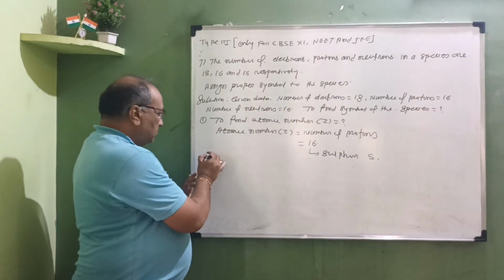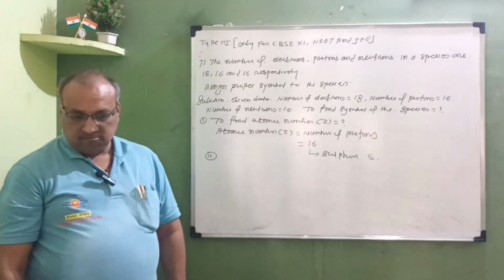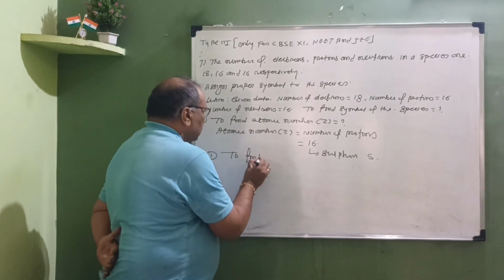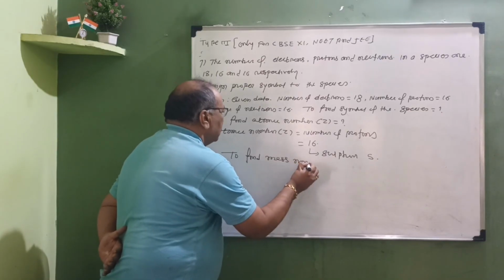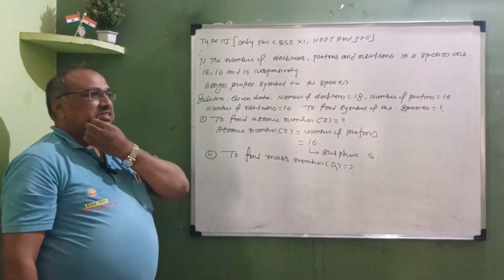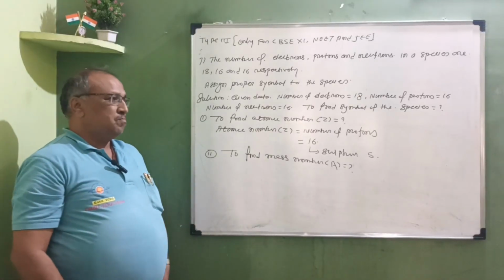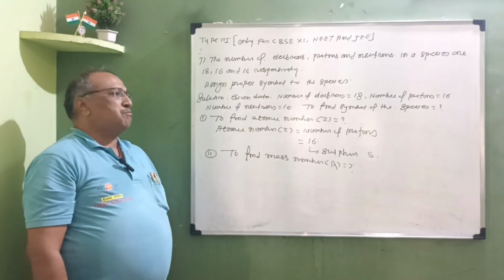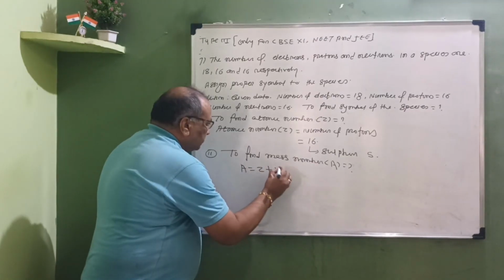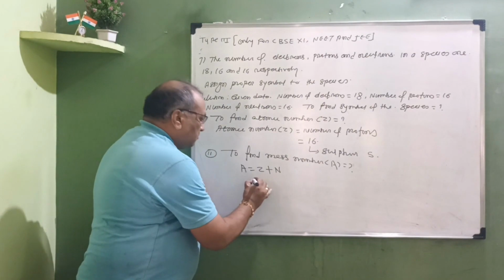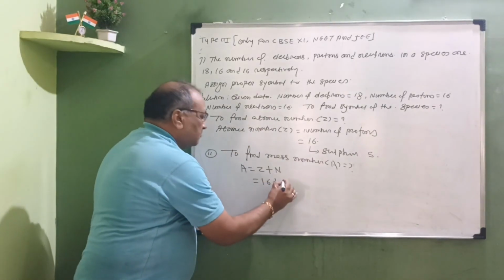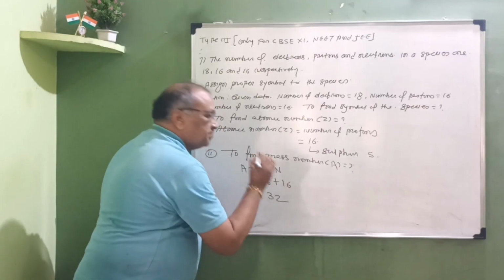Second, to find mass number, that is capital A. That is mass number is nothing but the number of protons and neutrons, that is capital A is equal to Z plus N. Here Z is 16 plus N means number of neutrons 16, and therefore mass number is 32.